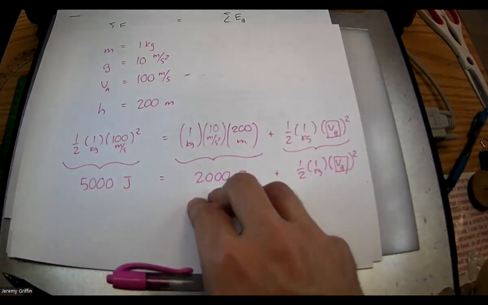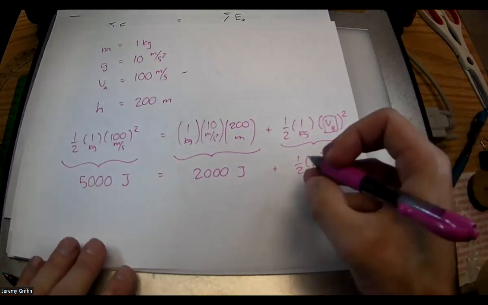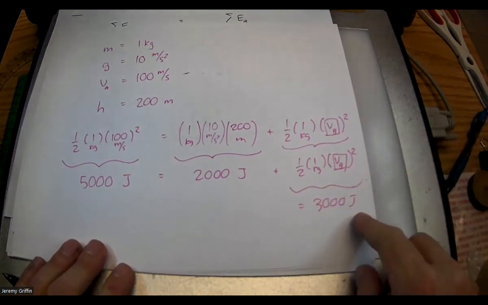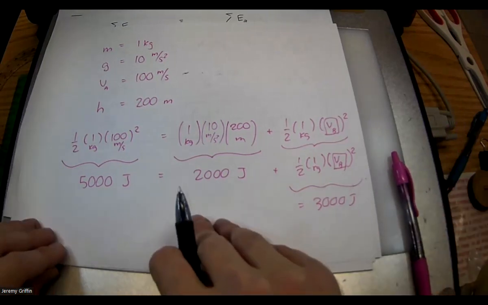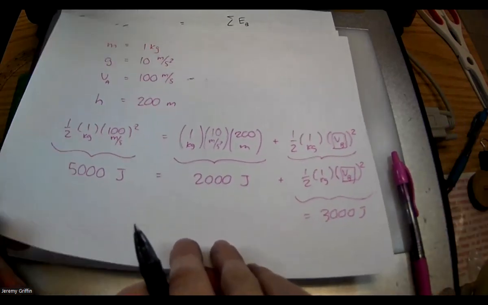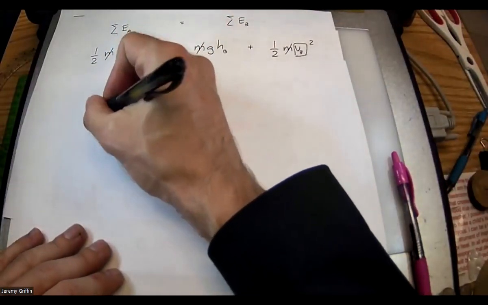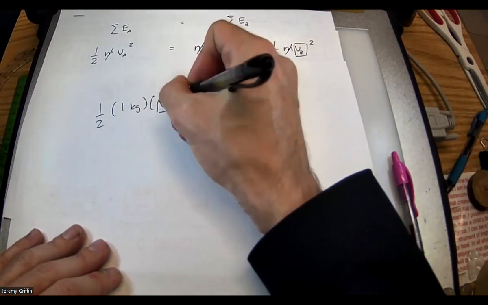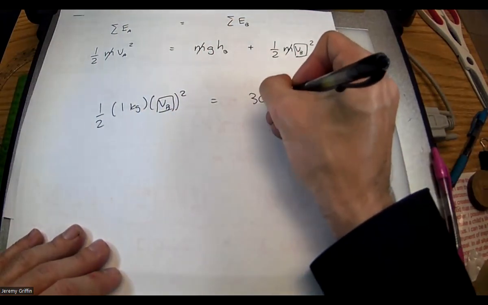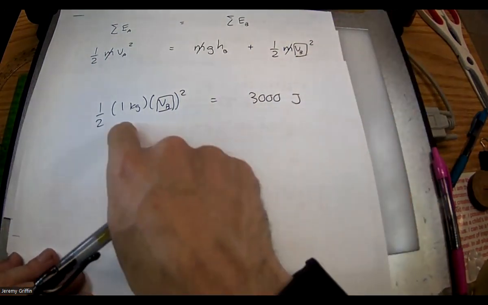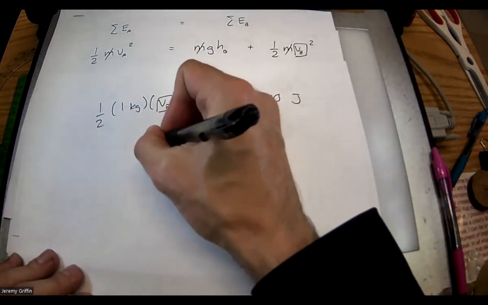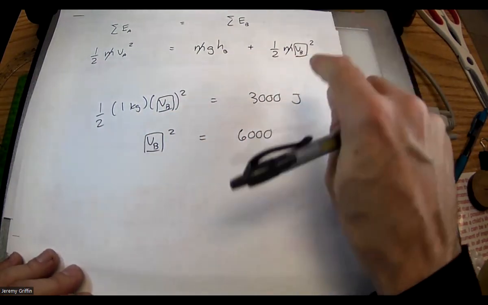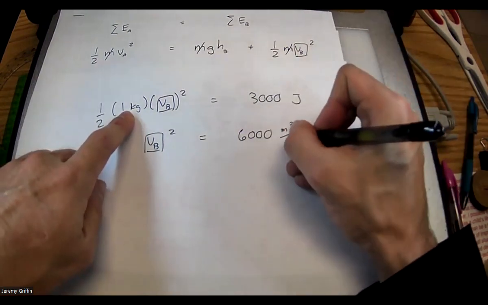2,000 joules went into lifting the cannonball. That means we have 3,000 joules left over. So this bit right here must be equal to 3,000 joules, and we use that to solve the rest of this. So 1/2 times 1 kilogram times the speed at point B squared is equal to 3,000 joules. Multiply by 2, take the square root. So VB squared is 6,000 meters squared per second squared.